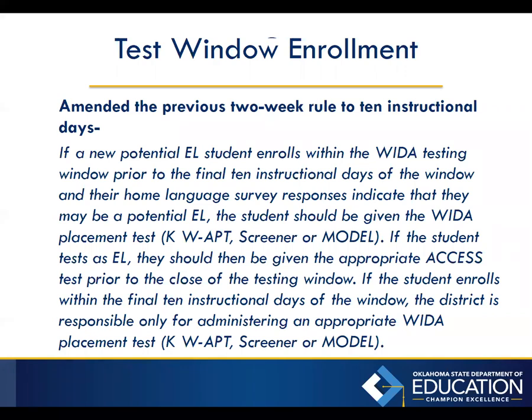So the text reads as follows: if a new potential EL student enrolls within the WETA test window prior to the final 10 instructional days of the window, and their home language survey responses indicate that they may be a potential EL, the student should be given the WETA placement test, a KOEP screener or model. If the student tests as an English learner, they should then be given the appropriate ACCESS test prior to the close of the testing window.